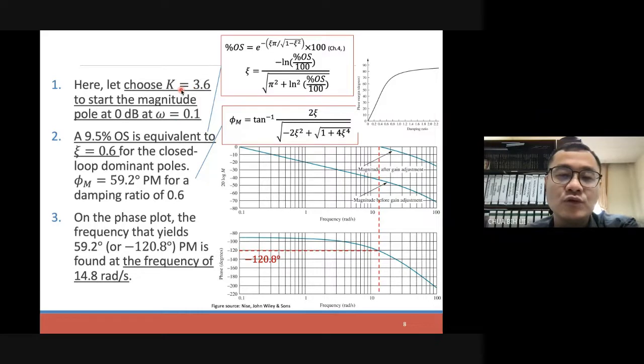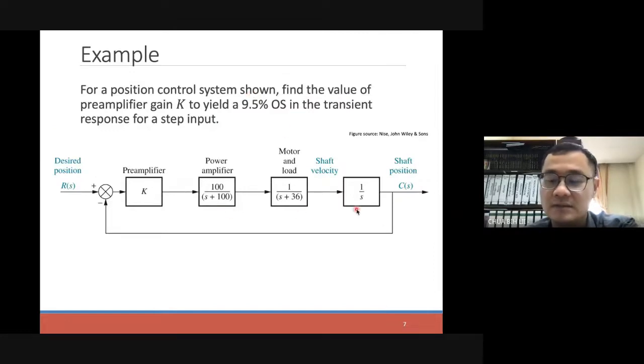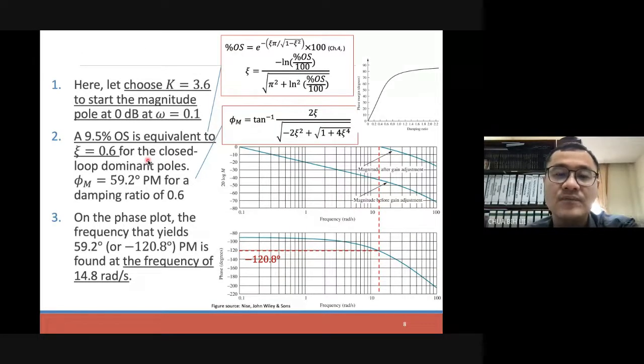What we would do from this is figure out the corresponding damping ratio from the overshoot. The design requires approximately 9.5% overshoot, and if we use this relationship for a second order system, we could approximate the damping ratio as 0.6 using these equations.